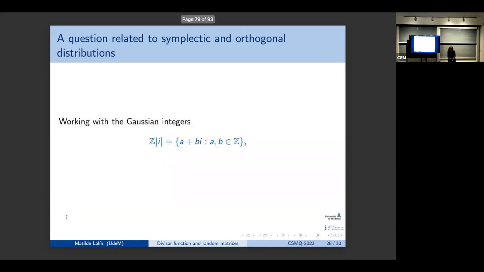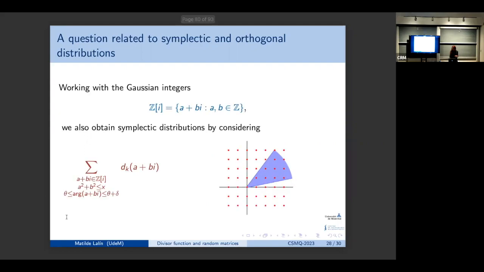Let me mention one more thing. So I said there is a symplectic, but there's also the orthogonal distribution that appears in some ways. And so we looked for a problem that gives us an orthogonal distribution, and we found one, even though it's not great, in the sense it's not super natural. It has to do with understanding distributions of Gaussian integers.